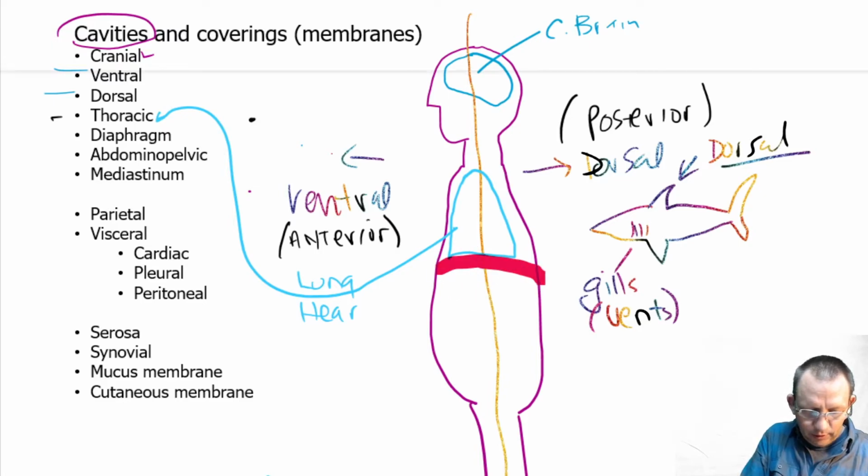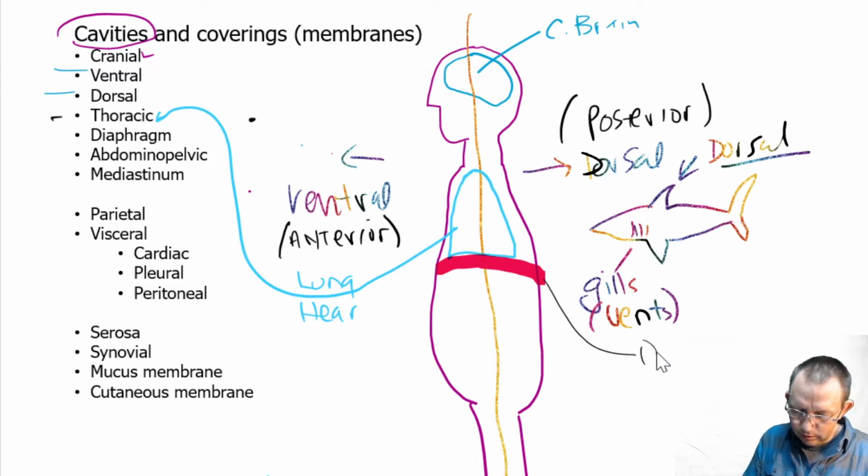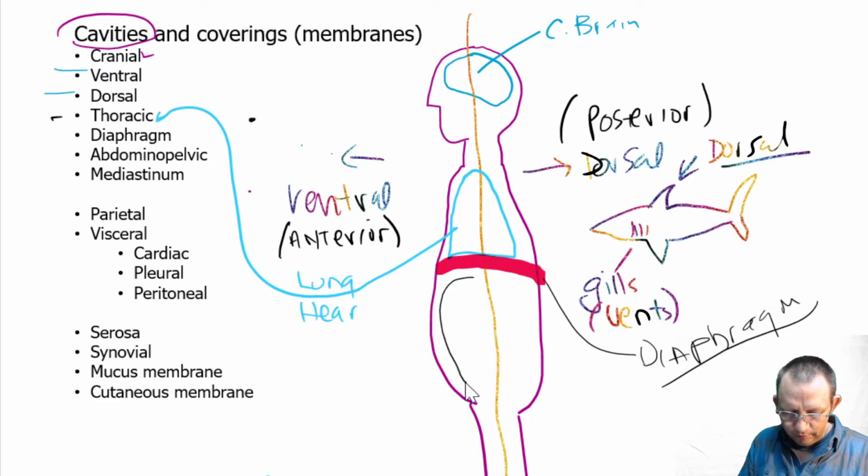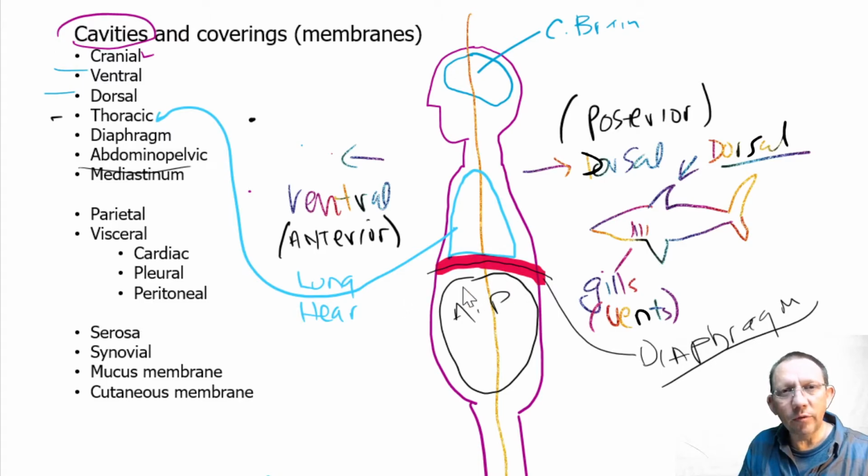This is called the diaphragm. Okay, this is the diaphragm, right around me. So there's the diaphragm, and then in through here we have the abdominal pelvic. That's this one here, abdominal pelvic. Now there's the splitting point in through here for the thoracic versus abdominal pelvic cavities.